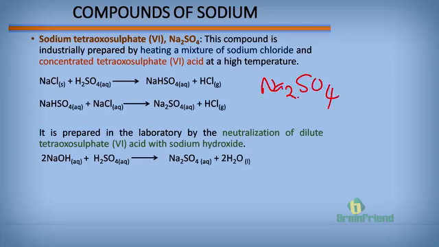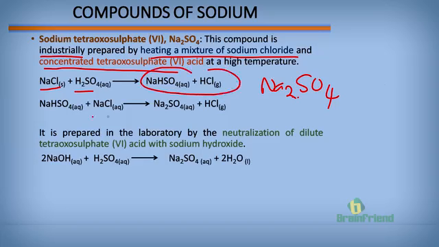Now, sodium tetraoxosulfate VI is another compound of sodium, and it has this formula, Na2SO4. This compound can be industrially prepared by heating a mixture of sodium chloride and concentrated tetraoxosulfate VI acid at a high temperature. So here we have sodium chloride and tetraoxosulfate VI acid, this intermediate is formed, and this can also react with sodium chloride to give us sodium tetraoxosulfate VI. Now, this is how we can prepare this sodium compound in the industry.